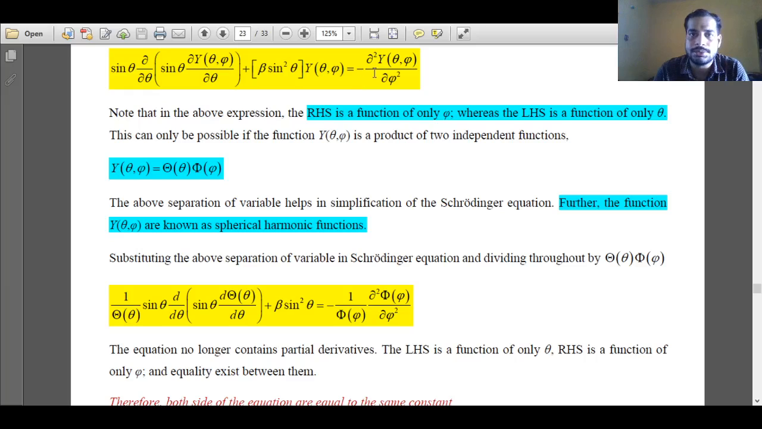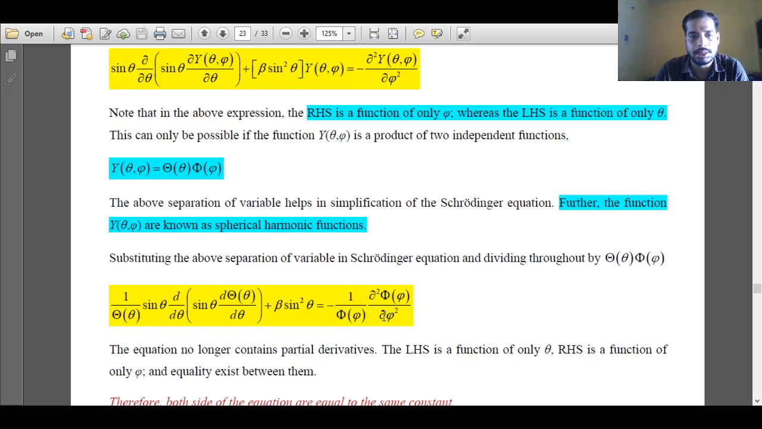The right hand side is a second order differentiation with respect to phi. When I substitute my spherical harmonic as a product of theta and phi function, my theta function will remain unaffected and it will come out of the differentiation, because the partial differentiation is taken with respect to phi. When I divide by the product of theta and phi function, the theta function will cancel out and I will be left with only the phi function.